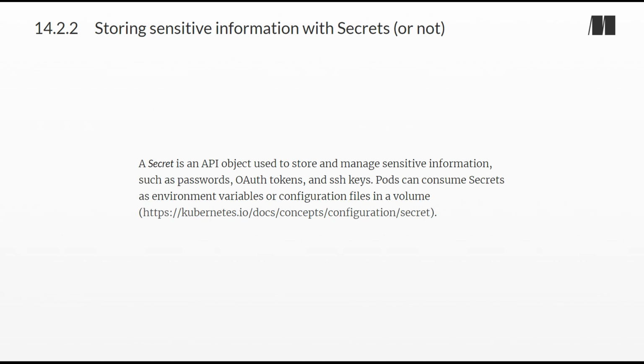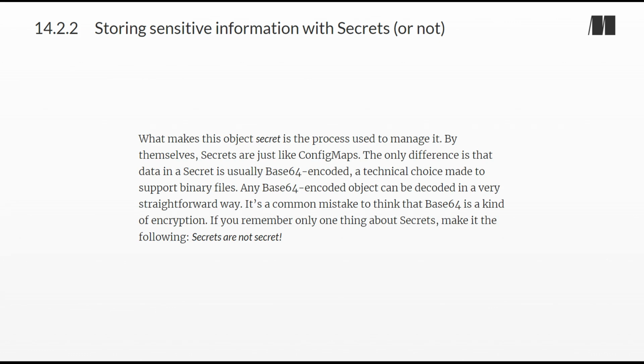What makes this object secret is the process used to manage it. By themselves, secrets are just like config maps. The only difference is that data in a Secret is usually Base64-encoded, a technical choice made to support binary files. Any Base64-encoded object can be decoded in a very straightforward way. It's a common mistake to think that Base64 is a kind of encryption. If you remember only one thing about secrets, make it the following.